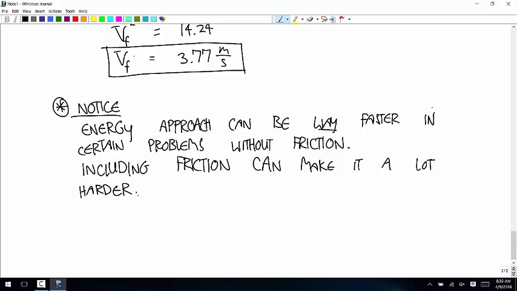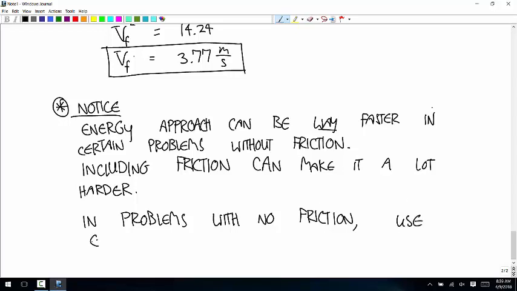Okay, so that's the work energy principle. That's the basis of the solution approach that we're going to use. So how do you know generally when you want to use a Newtonian approach and when you want to use an energy approach? In problems with no friction, use the energy approach.